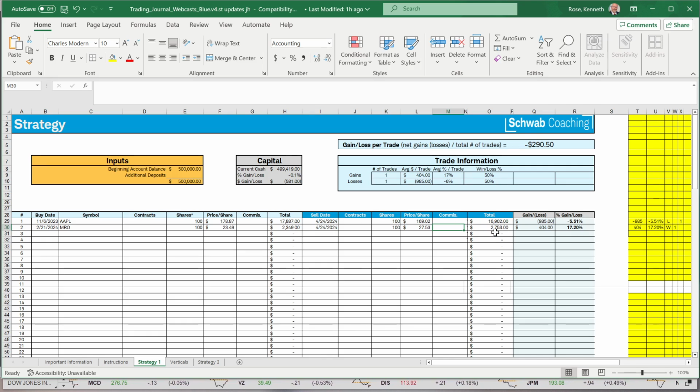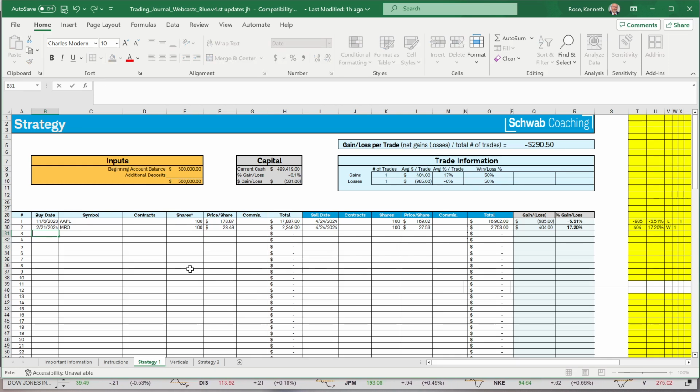When we sold, we got $2,753. So in this one, we made a profit of $404. That's a 17.2% profit. And again, to find that, we'd take the 404 and we'd divide it by the 2,349. Finally, let's go ahead and put in that option trade that we were looking at. Okay, that option trade was on Disney, DIS.